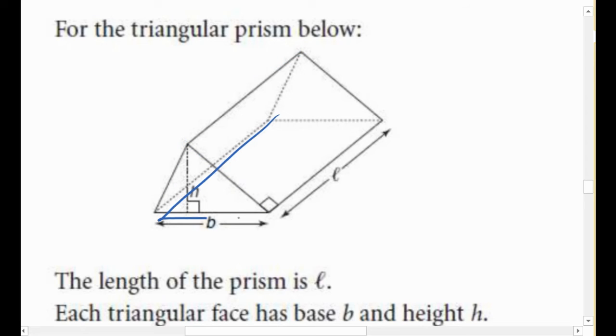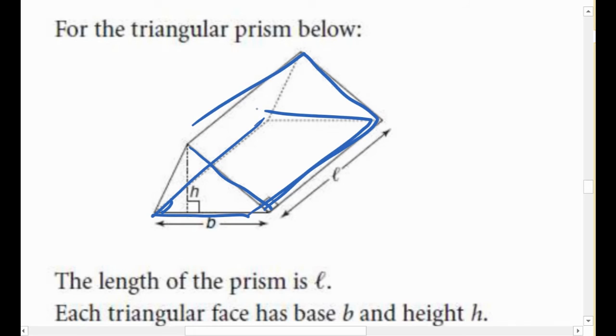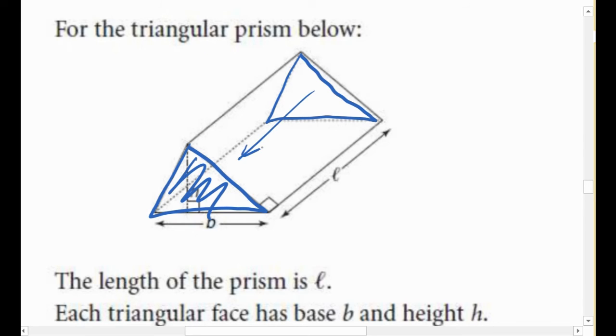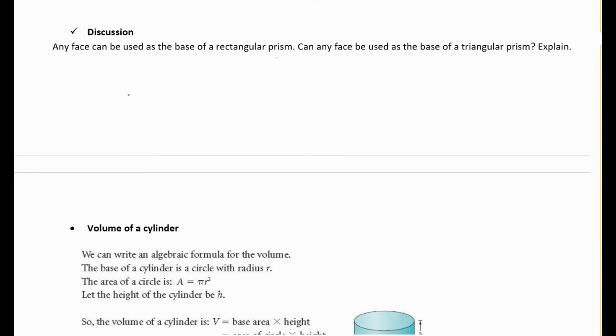Or what about this one? Same thing. This one and this one, they look similar, but they are not identical. So we cannot consider this as the bottom. Okay? So we should consider the triangle as the bottom. And to become a bottom, there should be an identical top facing the bottom. Make sense? So we say no.